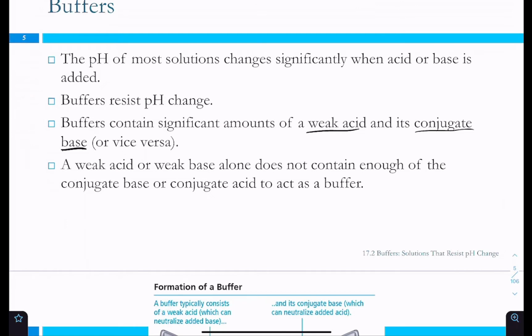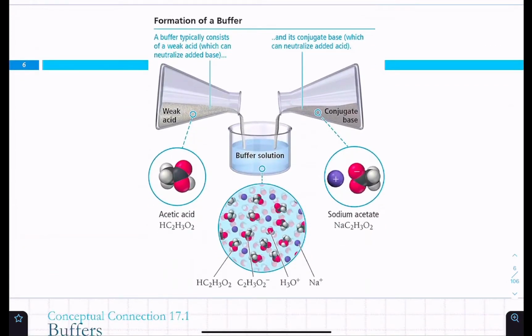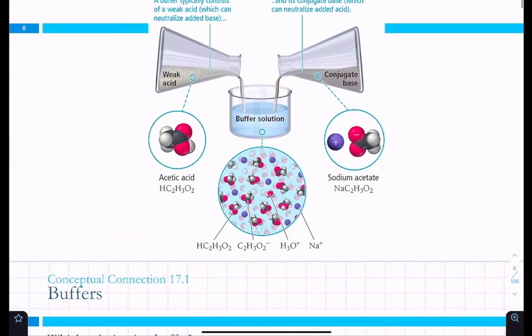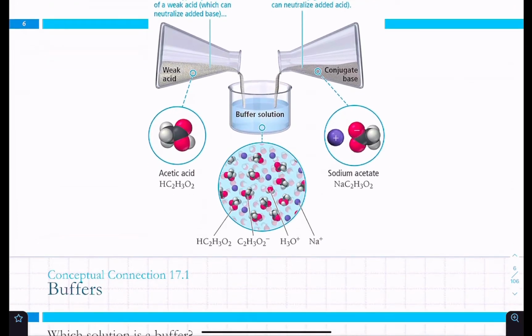Just a weak acid by itself or a weak base by itself will not contain the conjugate base or conjugate acid to act as a buffer. So you can't have just one. You have to put both into solution at the same time. So a buffer typically consists of a weak acid, acetic acid is one, and then if you add also sodium acetate, then you increase the concentrations of both of those, and they sort of counterbalance the concentration of the other. So if you add any acid to this, it gets neutralized by the sodium acetate, or if you add a base, it gets neutralized by the acetic acid, and those concentrations don't change very much, and therefore keep the pH the same.